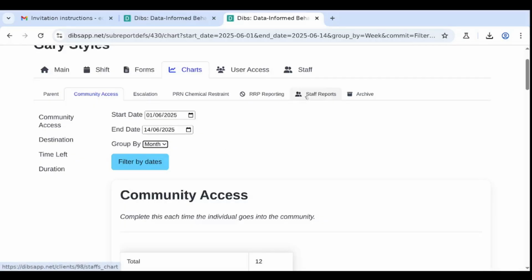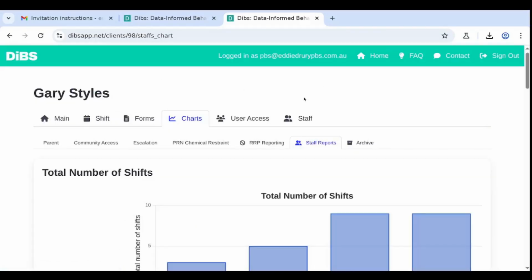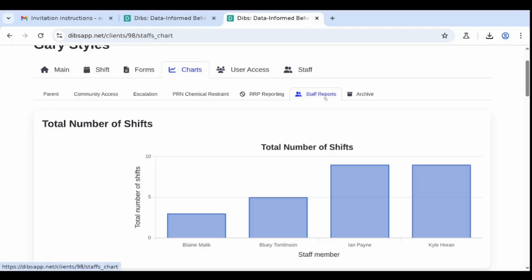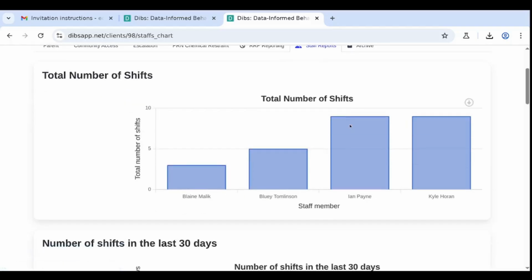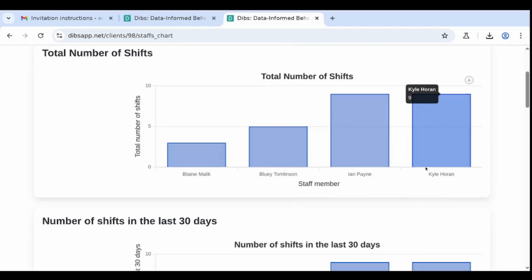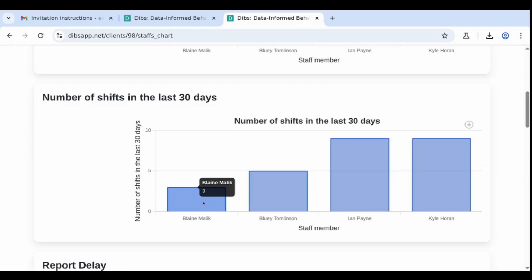Another really helpful way to analyze the data is by the specific staff members themselves. If I click on these staff reports, this is going to give me data about how the data different staff are collecting is different. So the first question here is just, what is the total number of shift reports from each of these staff members? Gives me a big old number there. This is the total number of shift reports in the last 30 days. So over the last month, who has worked with the individual the most?